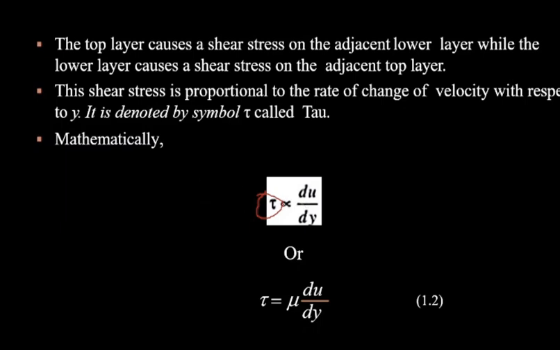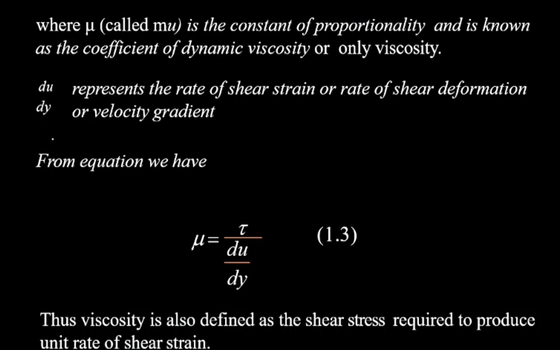Okay, mathematically we can say that tau is proportional to du by dy, that is differentiation of u by differentiation of y, or when this proportionality is equated with a constant, we get a new term, that is mu. So tau is equal to mu into du by dy. And what is this mu? Mu is called the constant of proportionality and is known as the coefficient of dynamic viscosity.